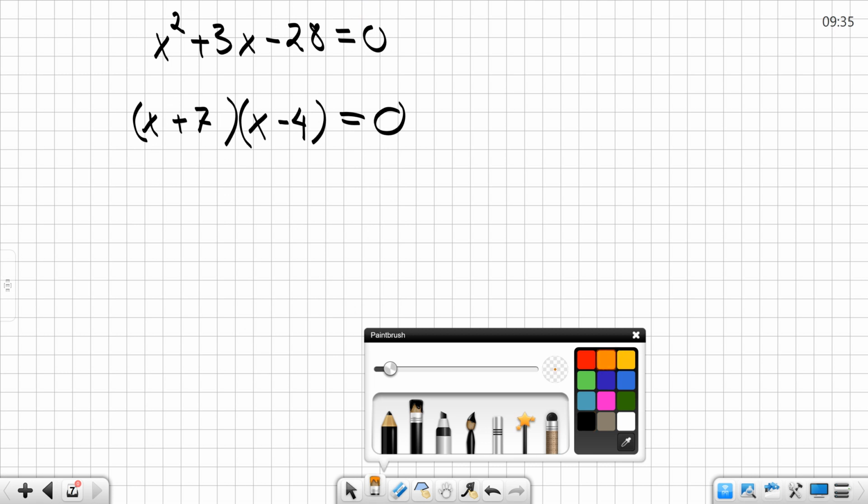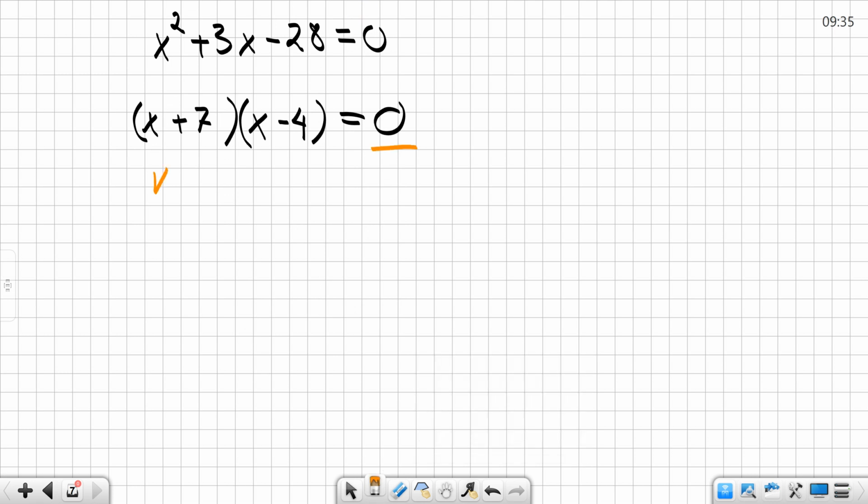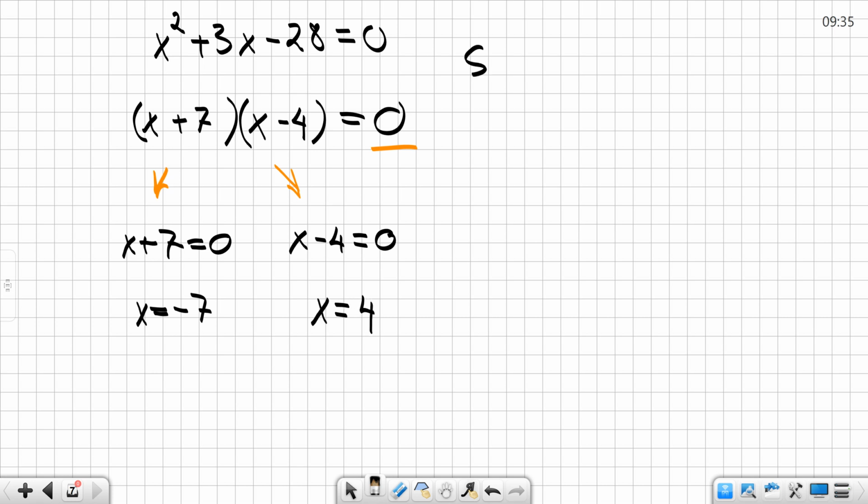So the rest is a piece of cake, but we should still write down these steps, because now I have the product of two things which is equal to 0. And that means all I have to do is set both of these factors equal to 0 and then solve the corresponding linear equations. Subtract 7, add 4. So we have a solution set, and the solution set consists of the numbers negative 7 and positive 4. I usually write the numbers in such a way that the smaller one comes first.